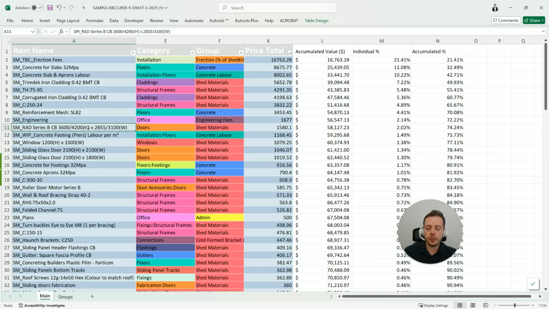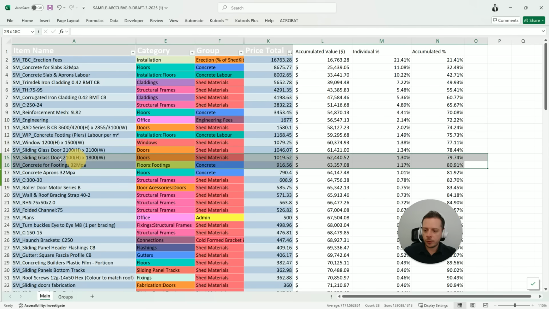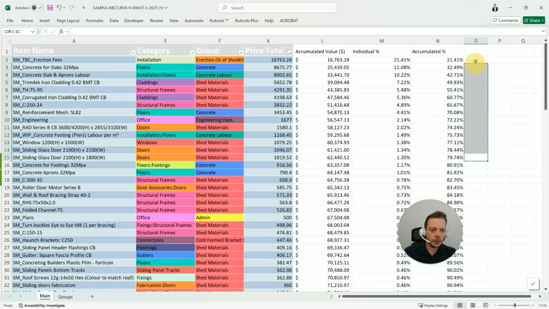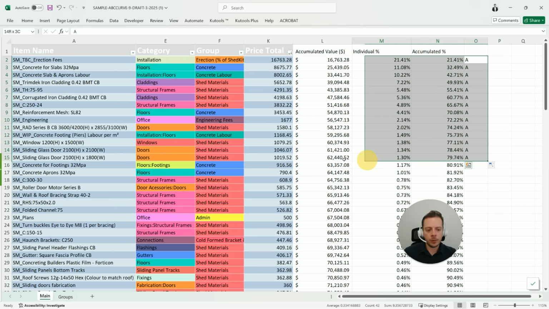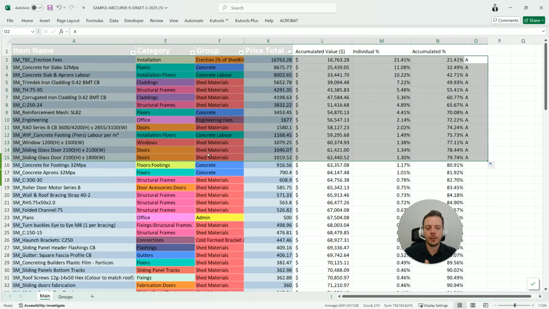We do have some big openings such as the roller doors and some windows that will represent a good percentage of the shed. So what's the ABC curve? Okay, we're going to go to the ABC curve, but I just want you to see what I'm going to do here. So all of these items from here would be considered A items. They are items that combined will represent 80% of my shed kit price.